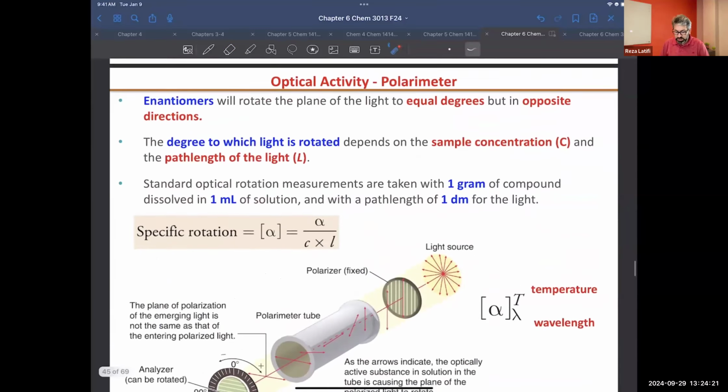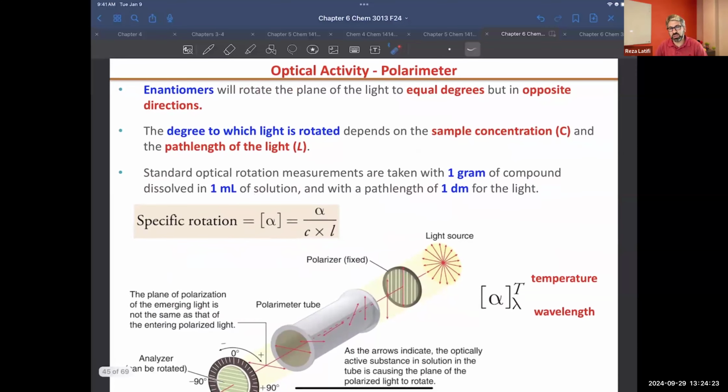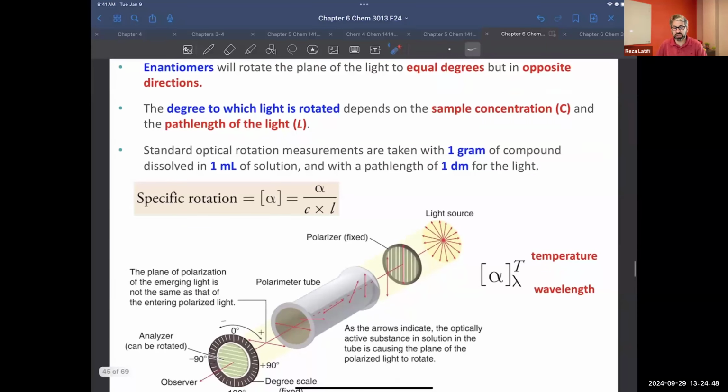The machine that we use for this purpose is a polarimeter, and the formula for it is: specific rotation is equal to alpha divided by C multiplied by L, where L is the length. Whenever we report the specific rotation, we report it under a specific temperature and wavelength. You need to report those. Why? Because temperature is going to affect how much S or R you have, or the rotation.